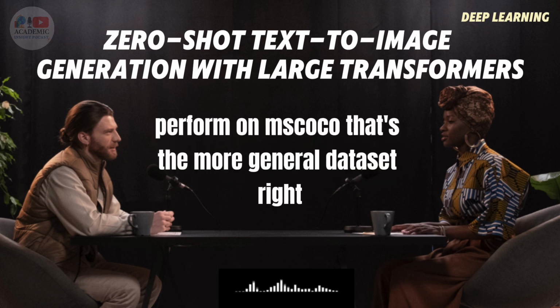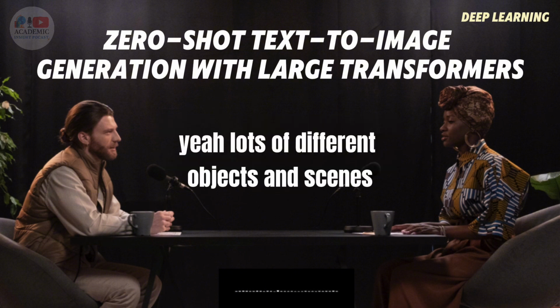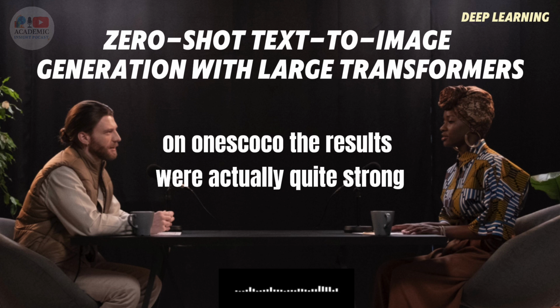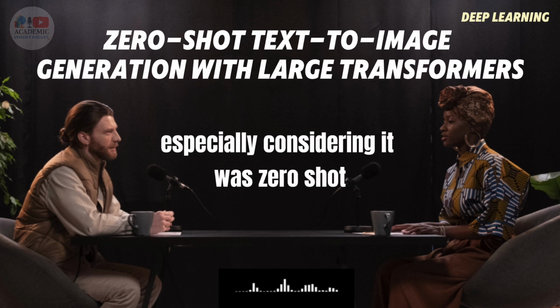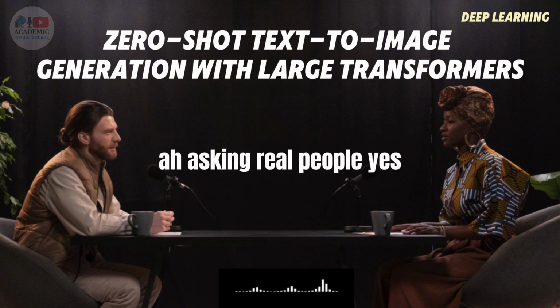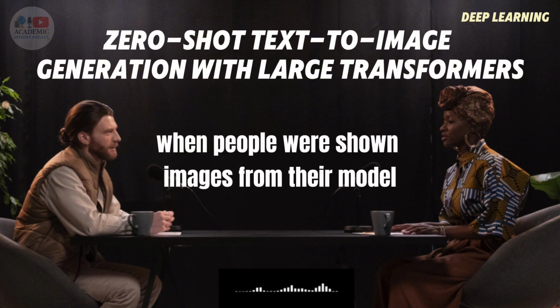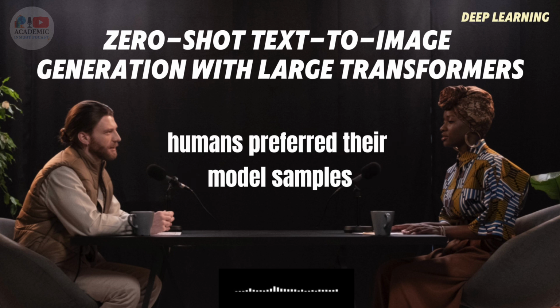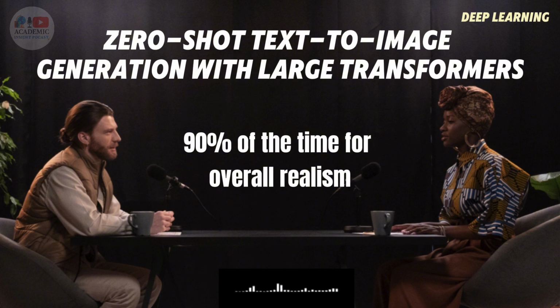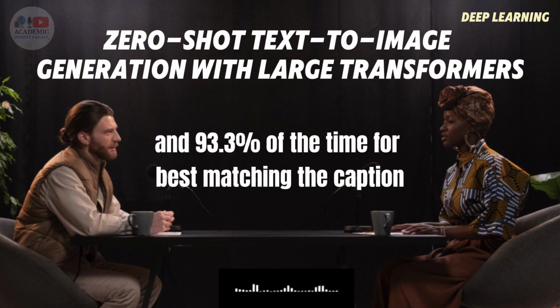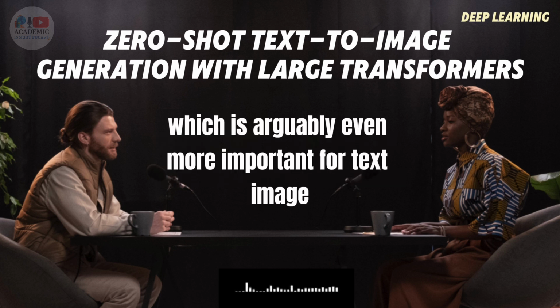Okay. How did it perform on MS-COCO? That's the more general data set, right? Lots of different objects and scenes. Yeah, MS-COCO is quite diverse. On MS-COCO, the results were actually quite strong, especially considering it was zero shot. They achieved high quality and, importantly, in human evaluations. Asking real people. Yes. When people were shown images from their model and a leading prior work, DF-GAN, for the same caption, humans preferred their model samples 90% of the time for overall realism. 90%. That's huge. And 93.3% of the time for best matching the caption, which is arguably even more important for text to image. Wow.